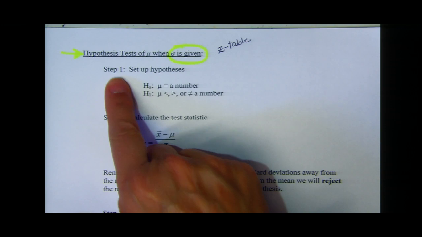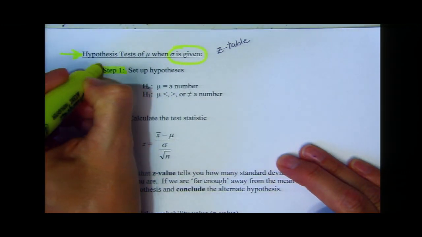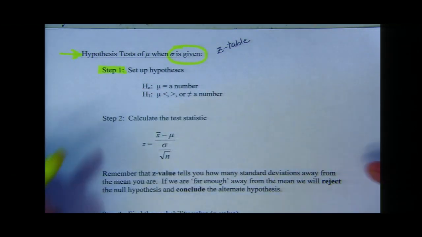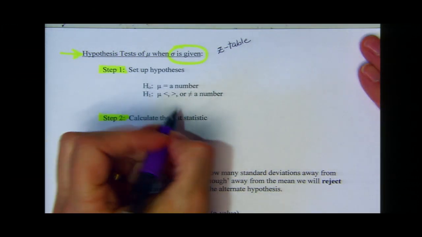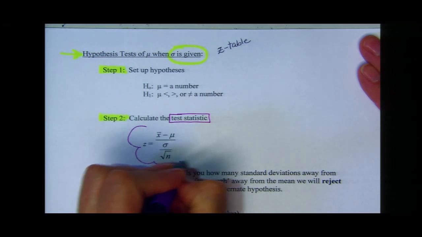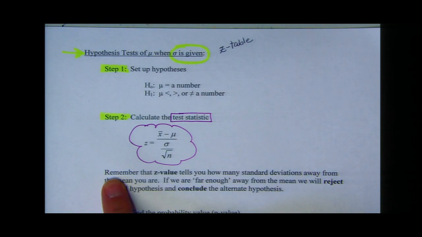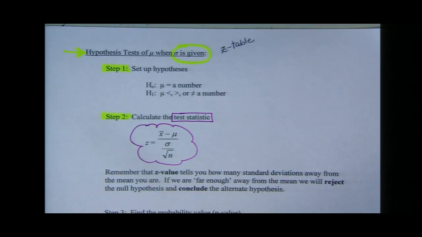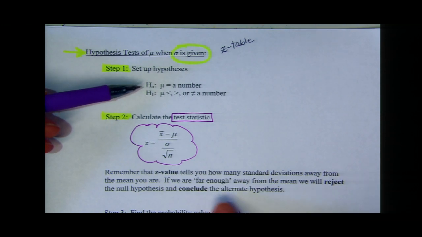Now, we've already discussed step 1. That's setting up your hypotheses. So that's what we've just discussed. So now we're going to look at step 2, and step 2 is the calculation of our test statistic. And that is your z value. And remember, the z value tells you how many standard deviations away from the mean that you are. If you are far enough away from the mean, we will reject the null or say it is incorrect and conclude the alternate.